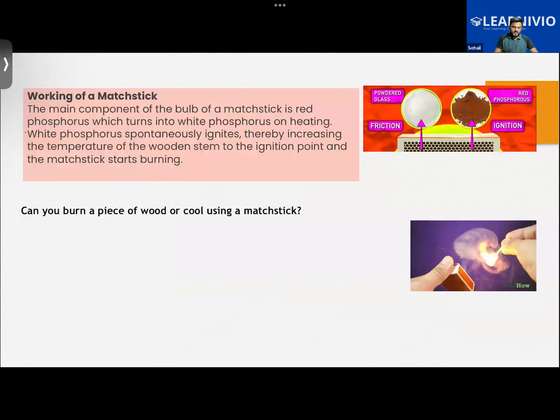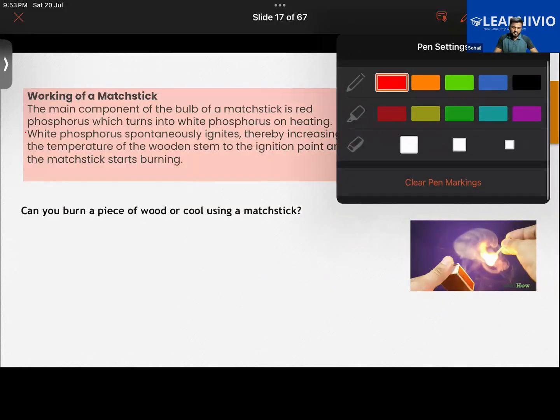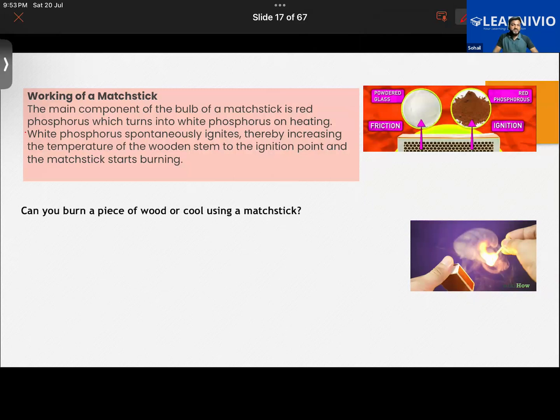Okay. So here you were reading about the history of the matchstick. The history of the matchstick is about 5,000 years old. But the modern matchsticks that we are using to this day were developed only about 200 years ago. So the modern matchsticks were developed around 200 years ago, but the history of the matchstick is not just 200 years old, it is about 5,000 years old.